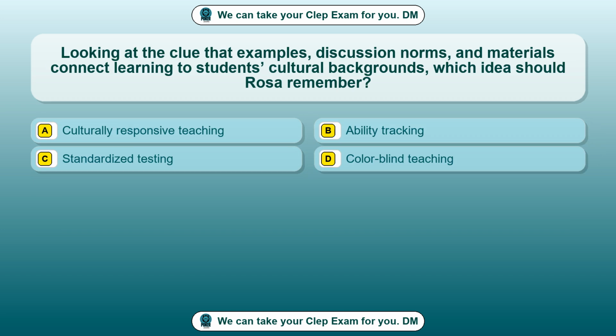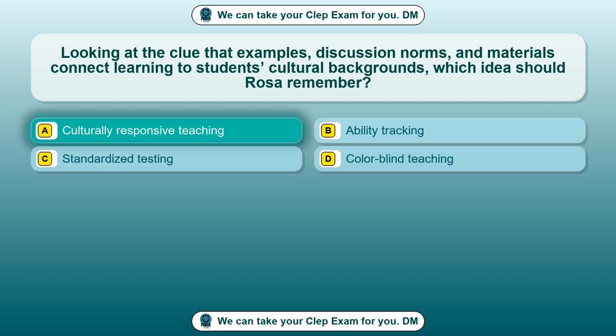Question 69. Looking at the clue that examples, discussion norms, and materials connect learning to students' cultural backgrounds, which idea should Rosa remember? Option A, culturally responsive teaching. Option B, ability tracking. Option C, standardized testing. Option D, colorblind teaching. The correct answer is option A.